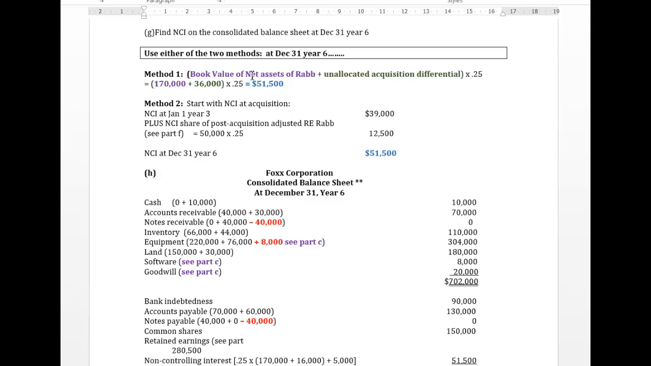Book value of the net assets of Rabb plus the unallocated acquisition differential. The book value of the net assets of Rabb, you can get that right from the separate entity balance sheet in the question, right? The total is $170,000. How did we get that?